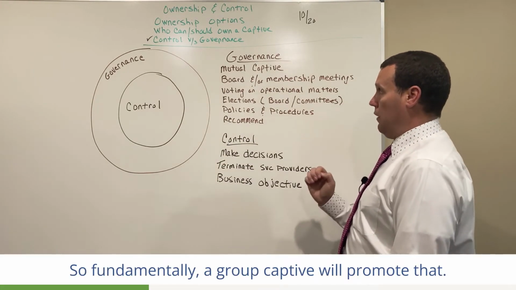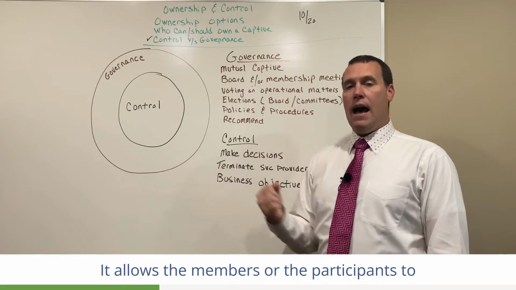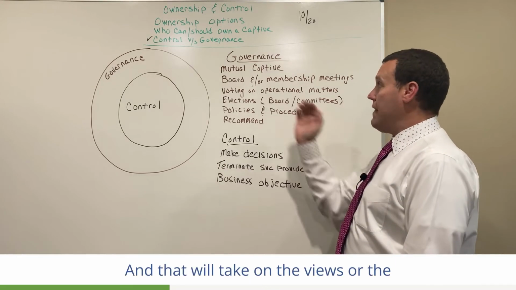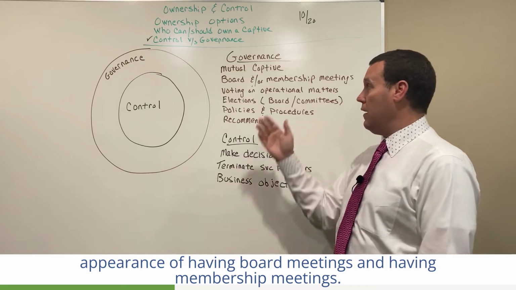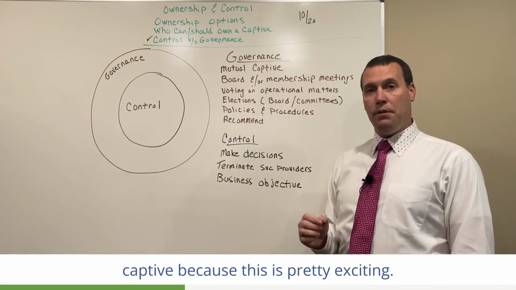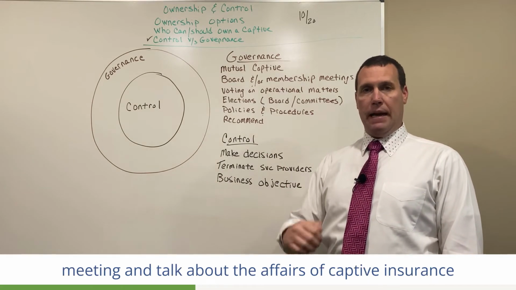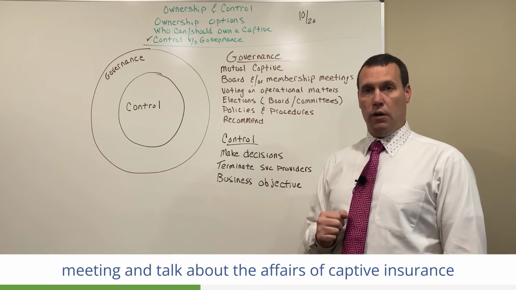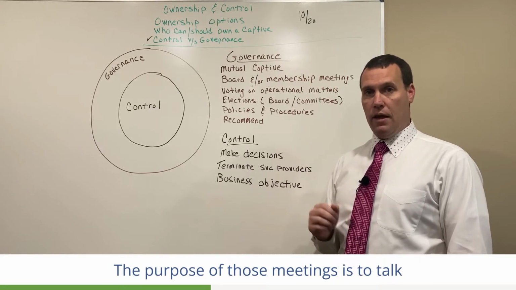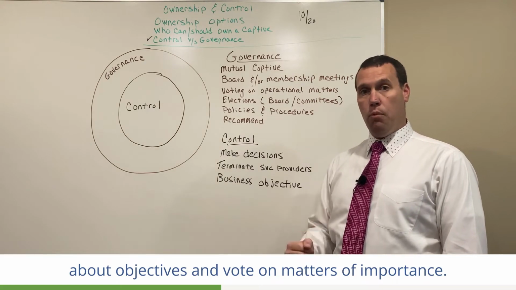So, fundamentally, a group captive will promote that it allows the members or the participants to be involved in the governance of the captive. And that will take on the appearance of having board meetings and membership meetings. Now, many times you join a captive because this is pretty exciting. Traveling to a remote city to have a membership meeting and talk about the affairs of captive insurance can be exciting for some. That is governance. The purpose of those meetings is to talk about objectives and vote on matters of importance.